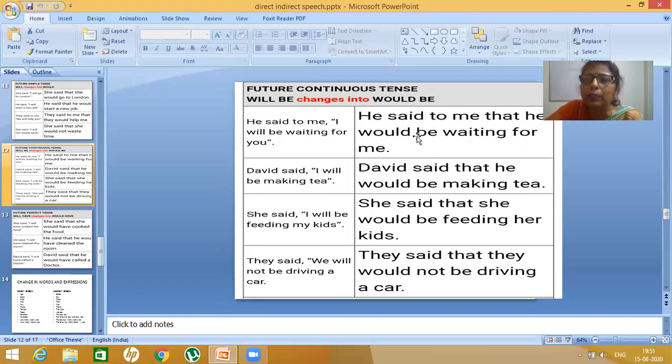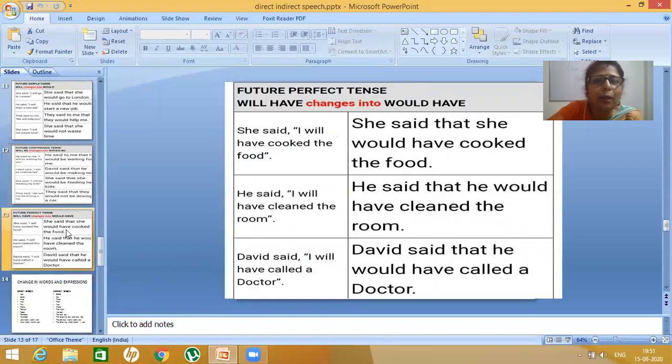Future tense is very easy. You just have to remember that wherever will is written, you have to change that into would. So in future continuous, will be changes to would be. Let us come to our next slide, slide number 13, future perfect tense. Again, in future perfect tense, we get will have, and will have changes to would have. Again, I'm repeating, wherever you get will in future tense, that changes to would. So in the perfect form, will have changes to would have.